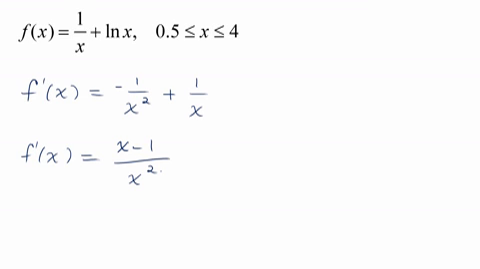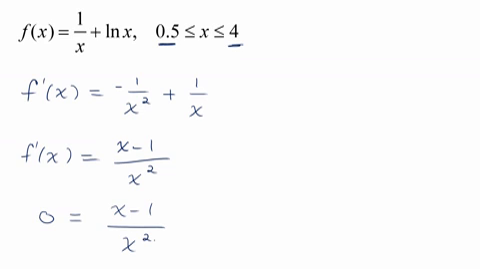Now, extreme values happen at either an endpoint, so we have two endpoints given. We have positive 0.5 and we have positive 4 given. Those two are endpoints, so we have those two values. But also extrema could happen at critical values, values that cause the derivative to either not exist or equal 0. So let's set the derivative f prime of x equal to 0. So 0 equals (x minus 1) over x squared.